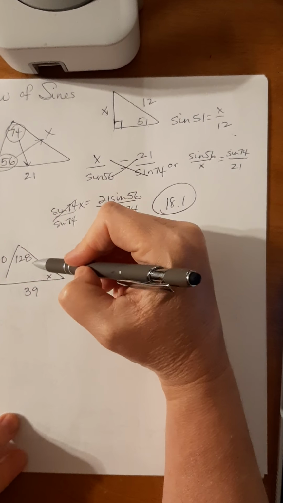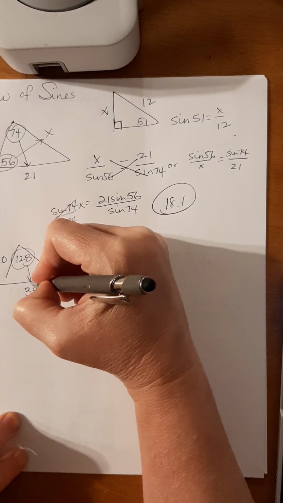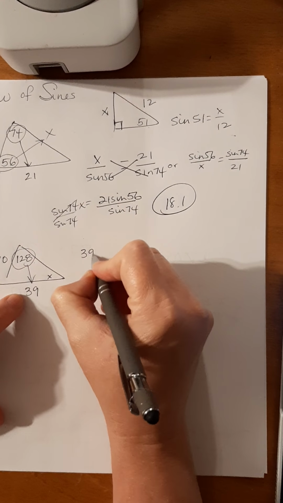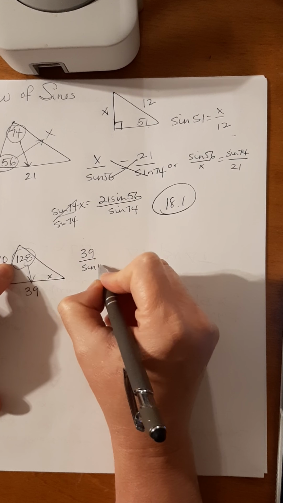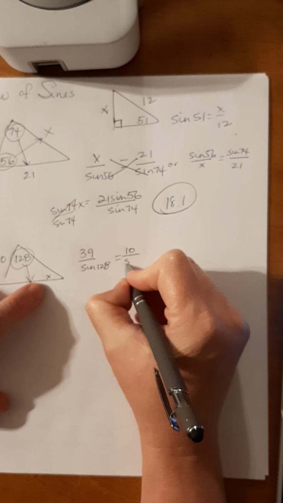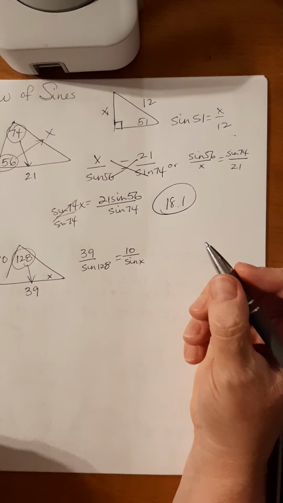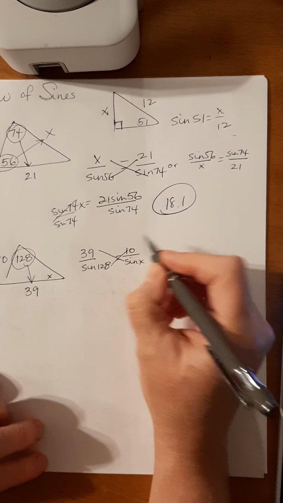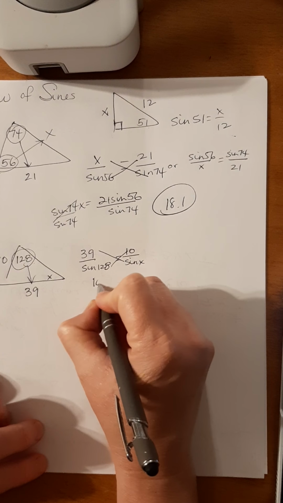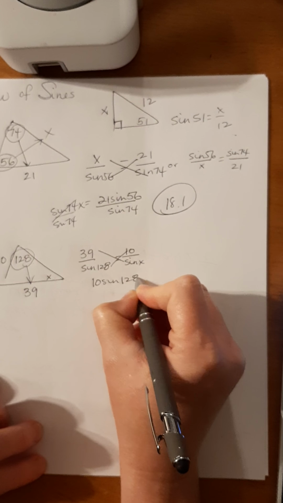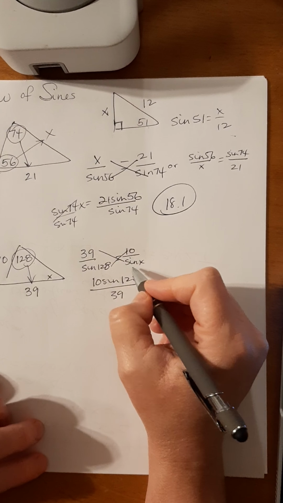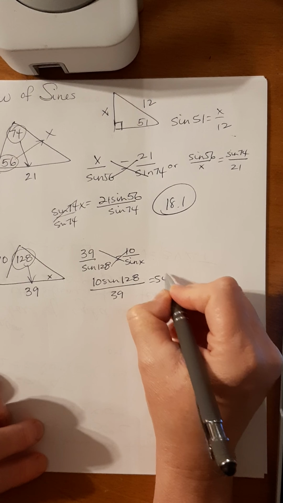So notice how we have a pair, angle and a side. So that means we can use law of sines. So 39, always take the sine of the angle, never the side. 10 to sine x. Remember, you're always going to start on the complete diagonal first. In other words, no variables. So 10 sine of 128 divided by 39. But see, then you have the sine of x.